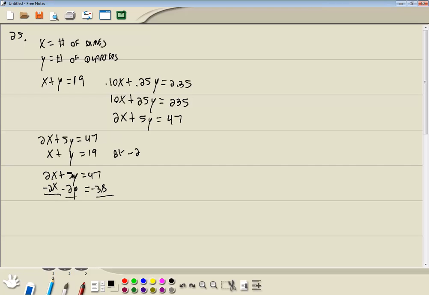2x minus 2x drops away. 5y minus 2y is 3y. Subtract those and I get 9. So it gives us y is equal to 3. Now the total coins is 19, so if there's 3 quarters, that means there's 16 dimes. Okay, 16 dimes is $1.60, and this is 75 cents, so $1.60 and 75 cents. Let's see, that's 235. Yeah, that checks.